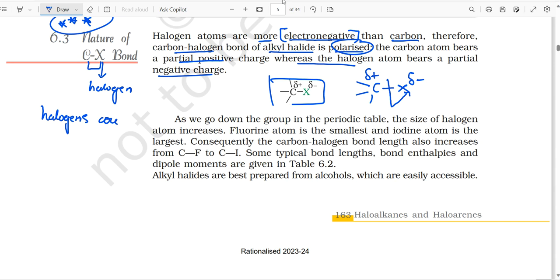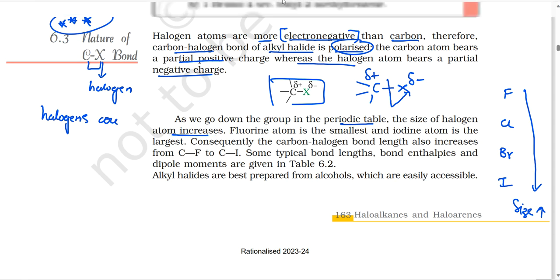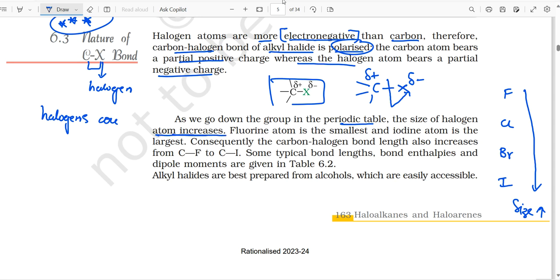As we go down the group in the periodic table, the size of halogen atoms increases. We observe fluorine, chlorine, bromine, and iodine, from top to bottom, the sizes increase. Fluorine is the smallest and iodine is the largest. Consequently, the carbon-halogen bond length also increases from carbon-fluorine to carbon-iodine.